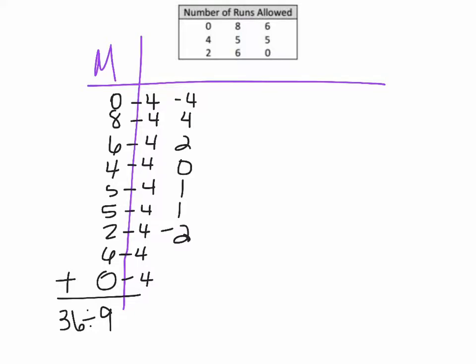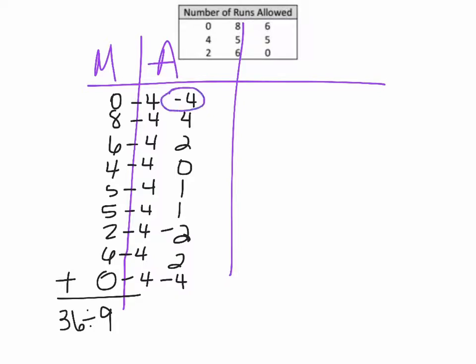Oops, I didn't write that. There we go. And 6 minus 4 is 2. And 0 minus 4 is negative 4. Now, remember, in this column, this is the absolute column. So we found the mean. Now we're in the absolute column. That absolute column means absolute value.